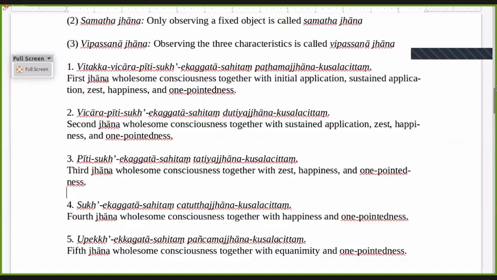Because Vitaka, Vichara, Piti, Sukha, Ekagata, these 5 have the ability to contemplate or to examine the object closely, and also because they are the direct opposite of the 5 mental hindrances. For these 2 reasons, only Vitaka, Vichara, Piti, Sukha, Ekagata, these 5 are called jhana factors.